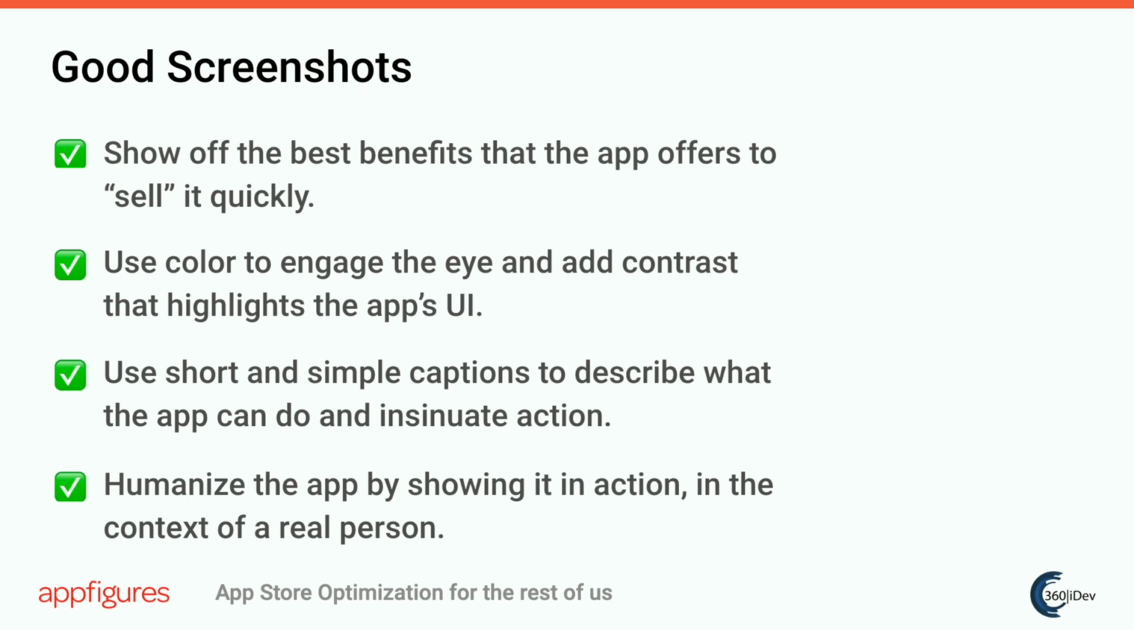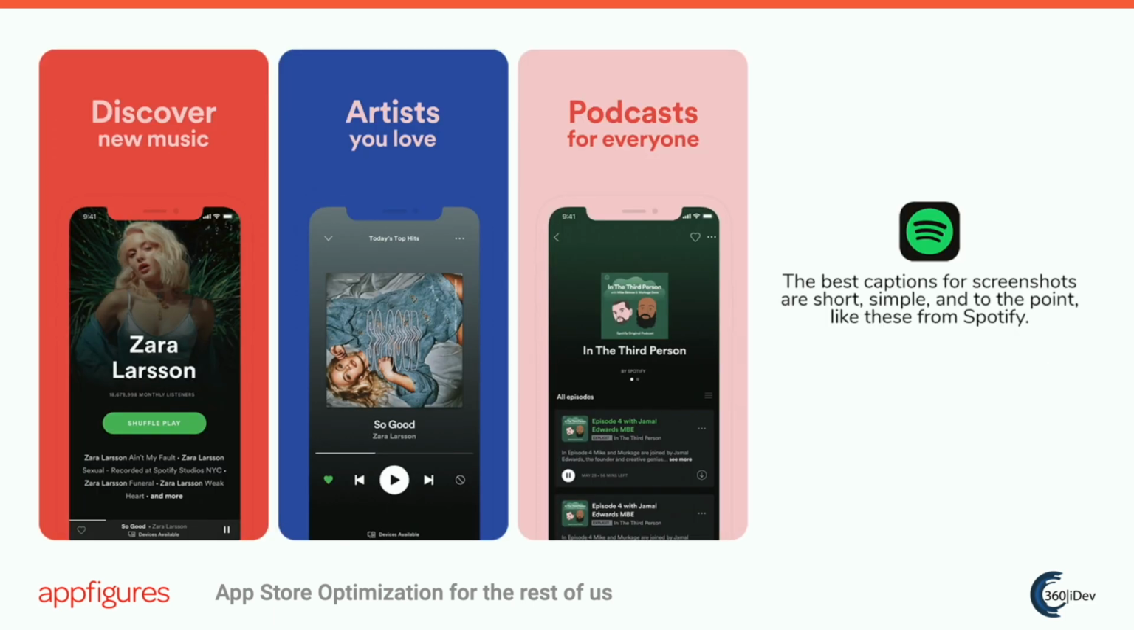So I got a couple of apps that I think do a really good job doing this. Spotify is one of them. Spotify uses color in the background, and the colors they chose, whether you like them or not, they still show off the UI. The UI is black, so almost everything would contrast with it. And they picked colors that would highlight it, bring it to the forefront. They also use really, really simple captions. And so you know you're going to discover, you know there's some artists, and you know their podcasts, which is to them what's most important.